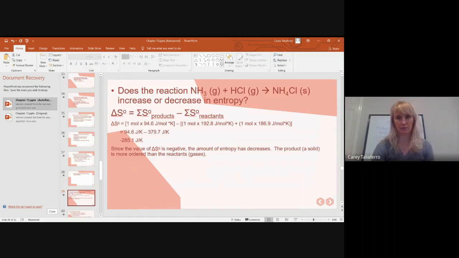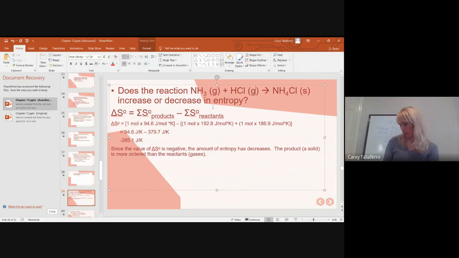Does the reaction where we take ammonia gas and react it with hydrochloric acid as a gas, reacting those together to make ammonium chloride, increase or decrease the entropy? So I'm going to get out my textbook and turn to those tables in the book on pages 352 and 353.